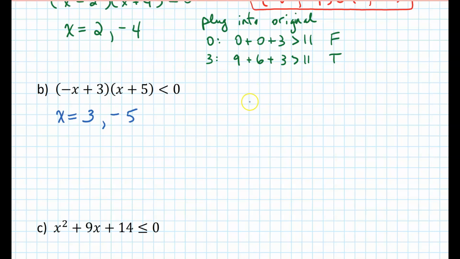So just like we did before, I've got my number line. -5 is over here, 3 is over here. It's only a less than, so we'll do open circles and plug in. Again, what's our nice easy value? 0. If I get -0 plus 3, that's going to give me a +3. If I get 0 plus 5, that's going to be a 5. That's a false.